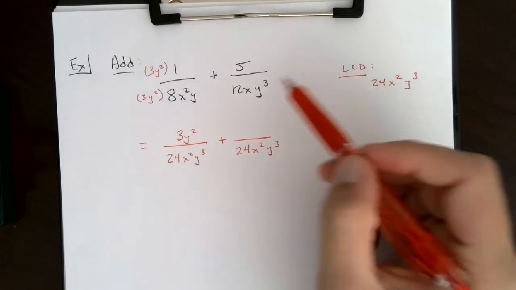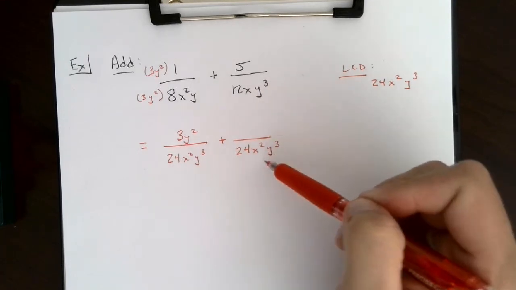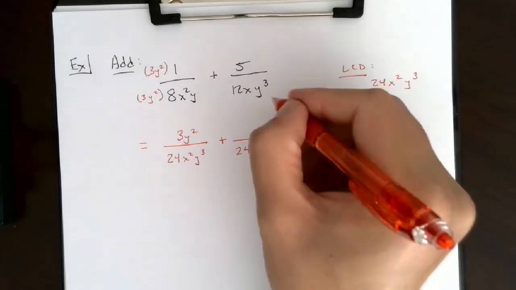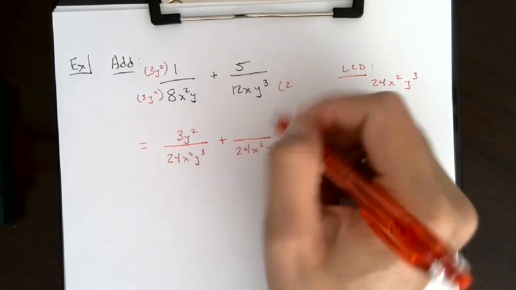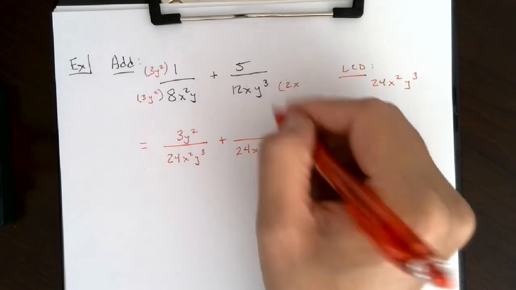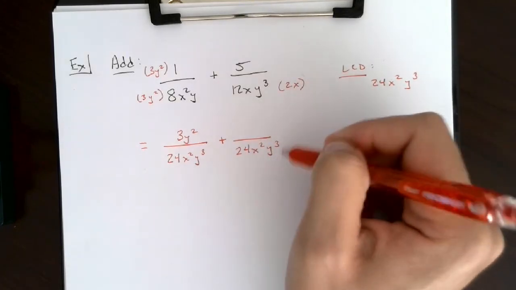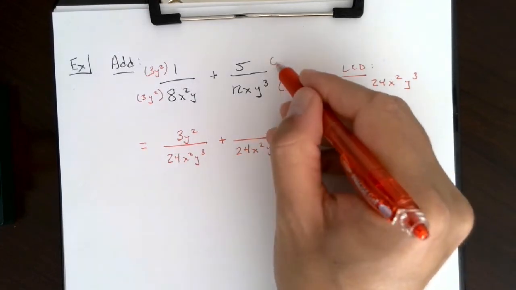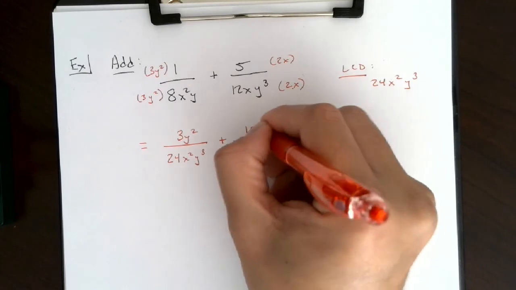And so you ask yourself the same type of thing. So 12xy to the third, what did I multiply that by to get to 24x squared y to the third? Well, 12 times 2 gives me the 24. X times x gets me the x squared, and then y to the third is already y to the third, so I don't need it. So I multiply the denominator by 2x to get to here. Whatever I do to the denominator, I got to do to the numerator. So 5 times 2x makes this 10x.